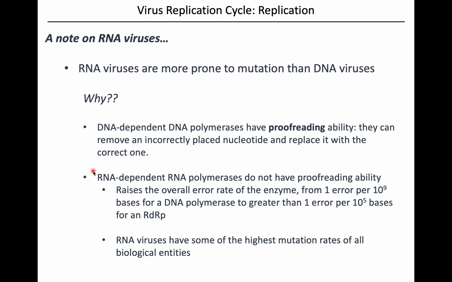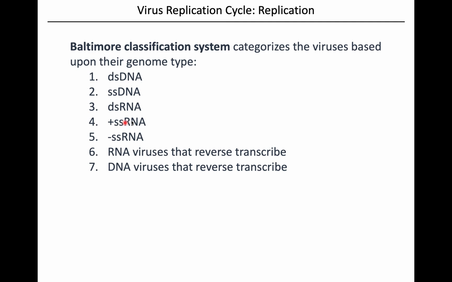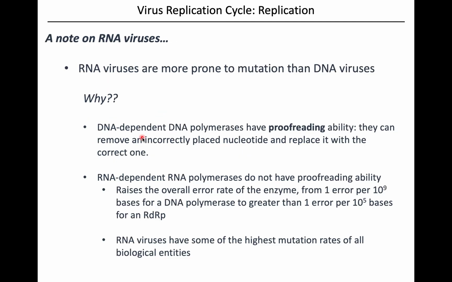All right, so just a note on RNA viruses, right? We had quite a few categories here that were viruses with RNA genomes. You may be aware of this, but RNA viruses are much more prone to mutation, which means they will evolve typically much more rapidly than DNA viruses. And why is that the case?